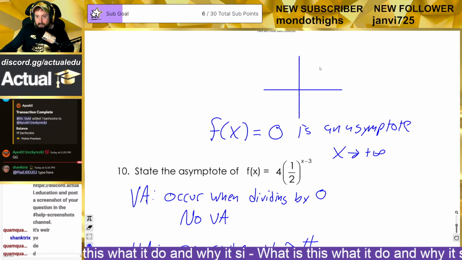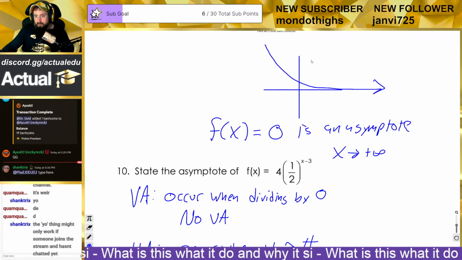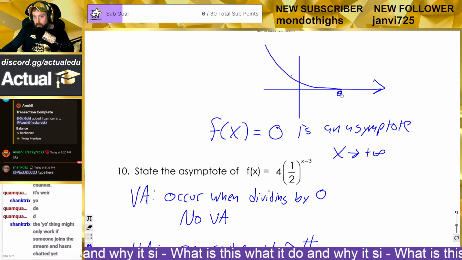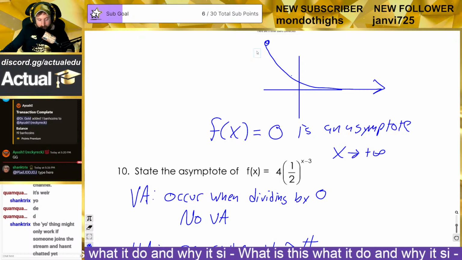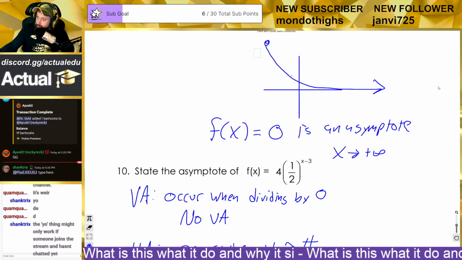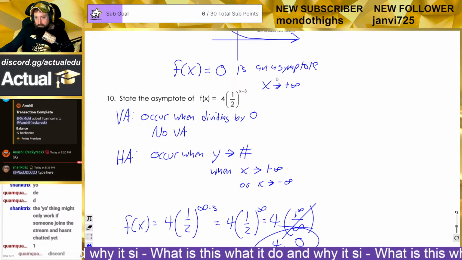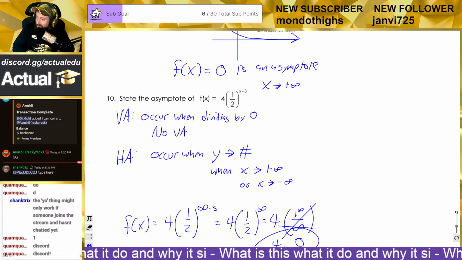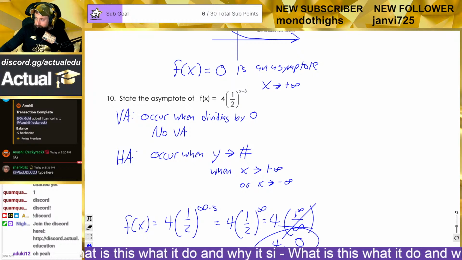What this probably looks like is something like this, such that as you go to the right, eventually your point goes to 0 here. But if you go to the left, it just grows up huge. Yeah. Does that make sense, Adarsh? That's what it is. Cool. All right, nice. Good job.